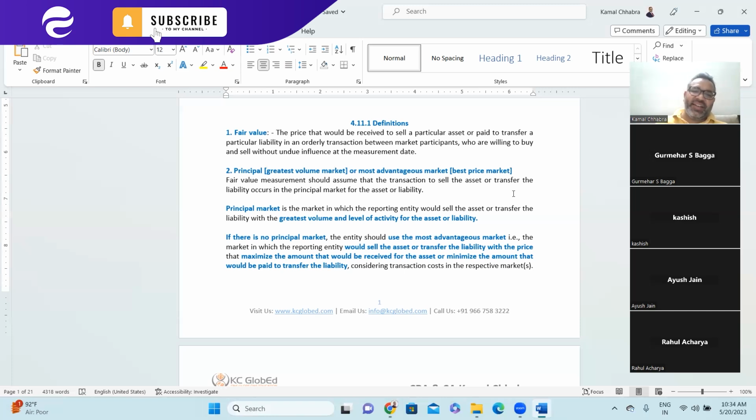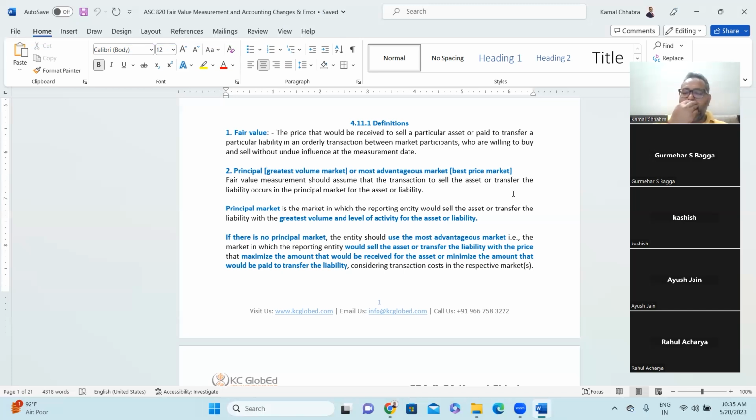So the second thing is the principal and most advantageous market. This terminology we will also be hearing in this topic. What is the principal market, and what is the most advantageous market? So fair value measurement should assume that the transaction to sell the asset or transfer the liability occurs in the principal market for that asset or liability.